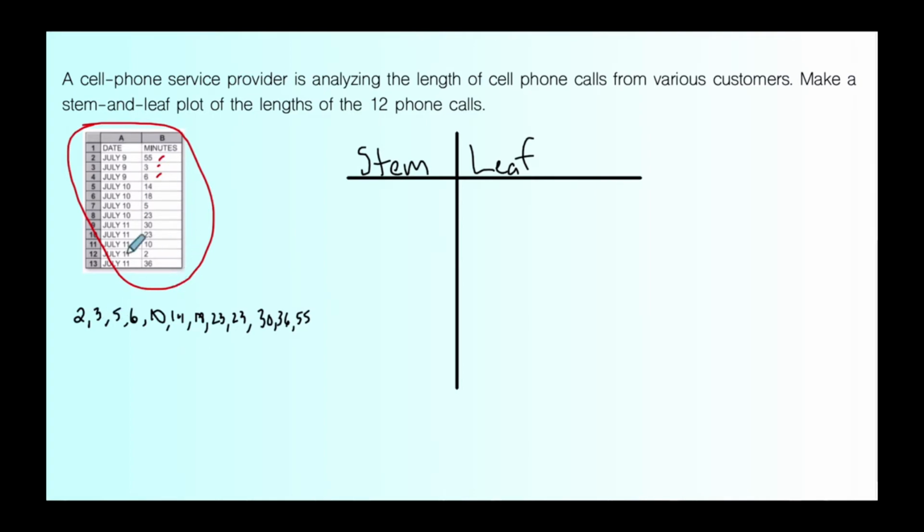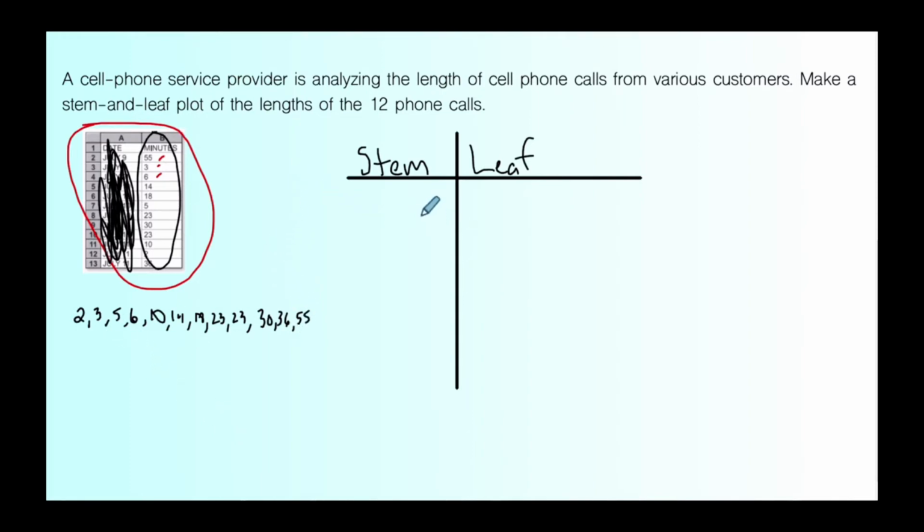Now, the data that doesn't really matter in this chart is the dates. That's not what we're organizing. We're talking about the minutes here. So that's what we're going to focus on. That's why I ordered that from least to greatest. And you can see the numbers range from 2 minutes all the way up to 55 minutes. So since these are all 2-digit numbers, we're going to make the stems all the first digits and the leaves are going to be the second digits.